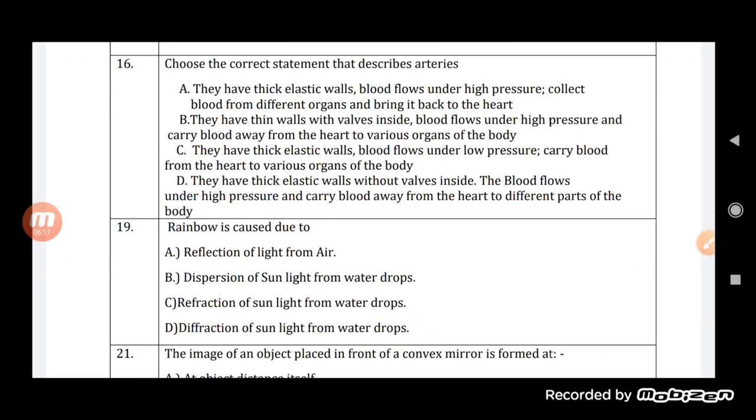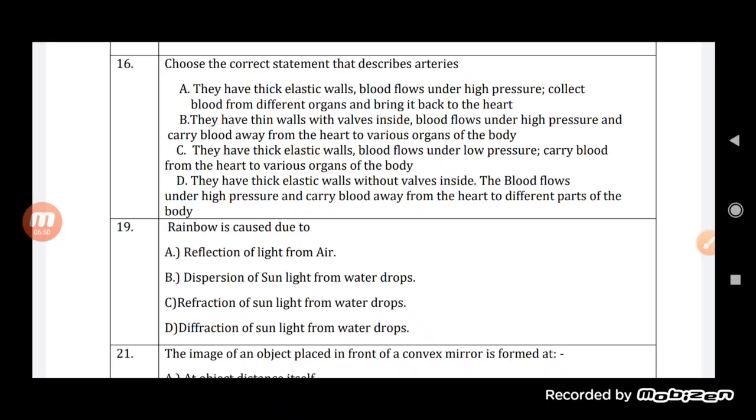So they have a thick elastic wall, blood flows under high pressure, collect blood from the different organs and bring it back to the heart. This is the first one, which describes the arteries: thick elastic wall, blood flows under high pressure. The first and the second are correct, but the third statement, that it collects the blood from different organs and brings it back to the heart, is the wrong one.